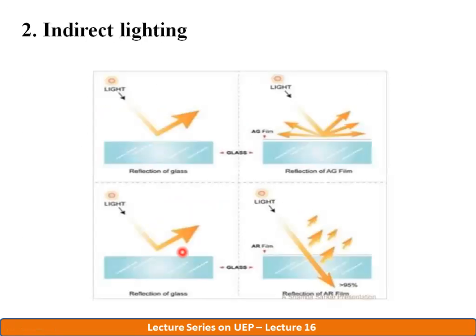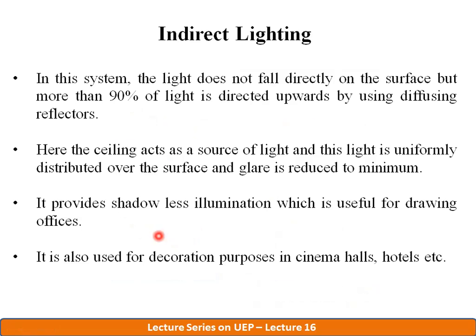The second type of lighting, indirect lighting. The light is not directly focused on the working area, it is focused to the ceiling, and then to the working area. The light does not fall directly on the surface, but more than 90% of the light is focused towards the ceiling using diffusing reflectors. Here the ceiling acts as a source of light, and the light is uniformly distributed over the surface, and glare is reduced to a minimum value.